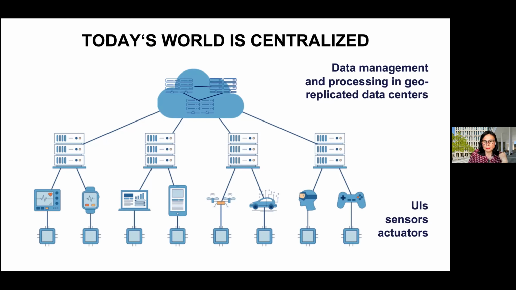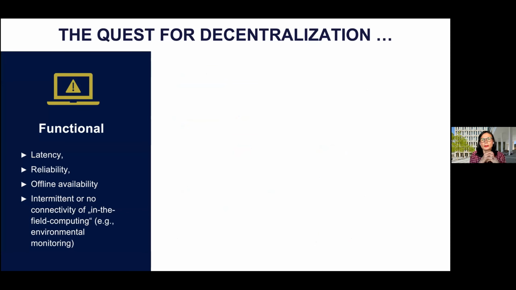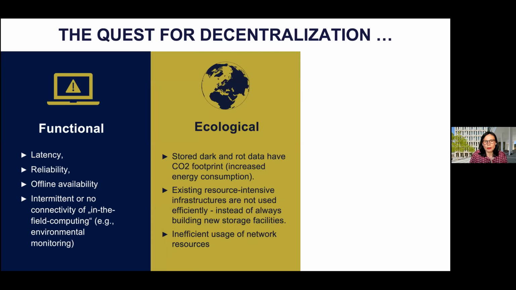Now, this centralization is not good for several reasons, and we need decentralization. Well, there are functional reasons, like it's not good for latency or reliability, or offline availability, or it might even be a no-go when we talk about in-the-field computing, where there is, if at all, intermittent connectivity. But there are other reasons, like ecological reasons. We store a lot of data, even if it's not used, as dark and raw data, which has its own CO2 footprint. We don't reuse existing infrastructures, like, as I said, our very powerful smartphones and mobile devices.